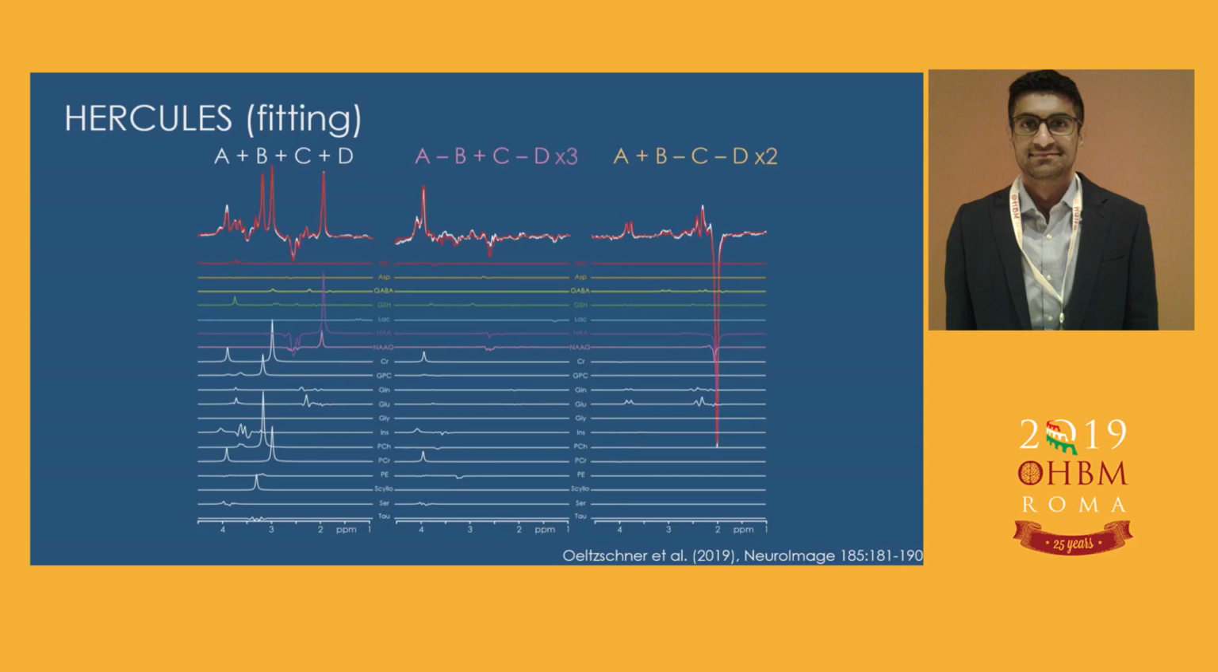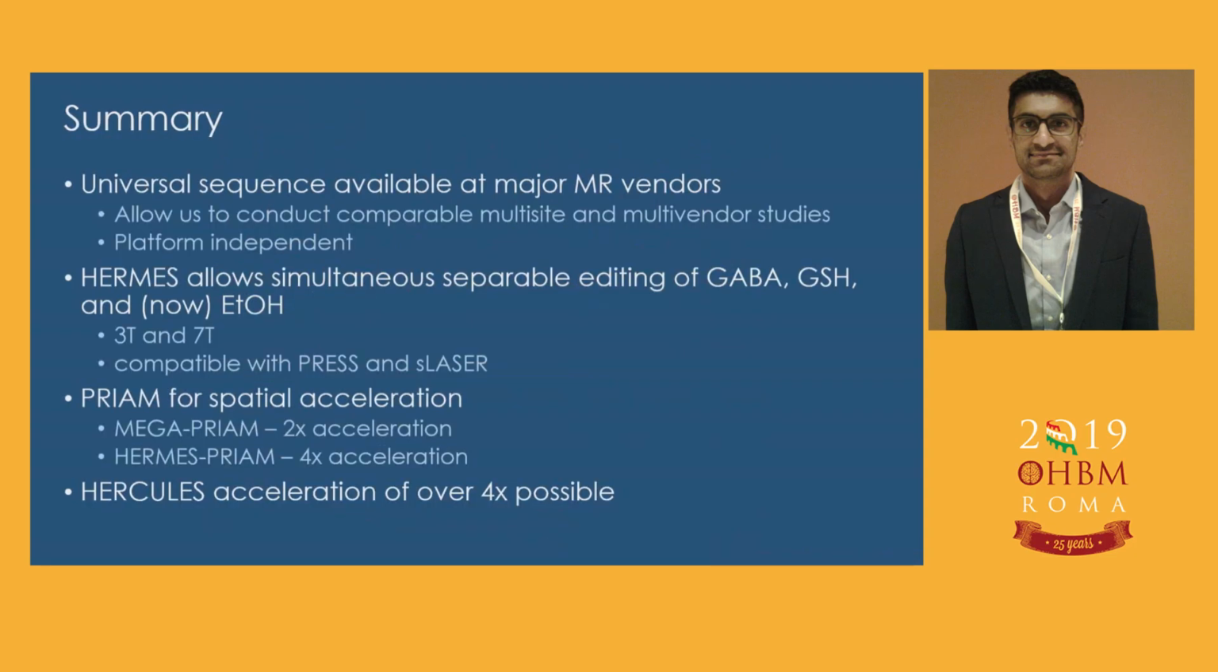Just to summarize my talk, we have the MEGA-PRESS sequence. However, it's largely focused on single metabolite editing, and we need to standardize this sequence for the reason mentioned before. That is, it allows us to conduct comparable multi-site and multi-vendor studies. It's platform independent, so you can conduct it using any scanner. Faster editing has a lot of benefits. You can acquire multi-metabolite data, and it's compatible with 3 Tesla and 7 Tesla when it comes to HERMES, and it's compatible with common localization techniques such as PRESS and semi-LASER.